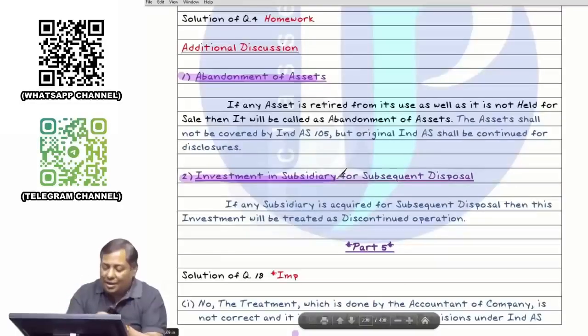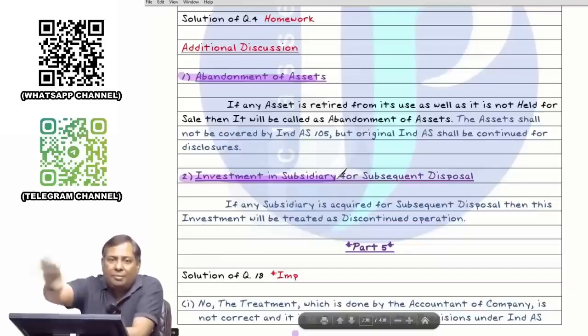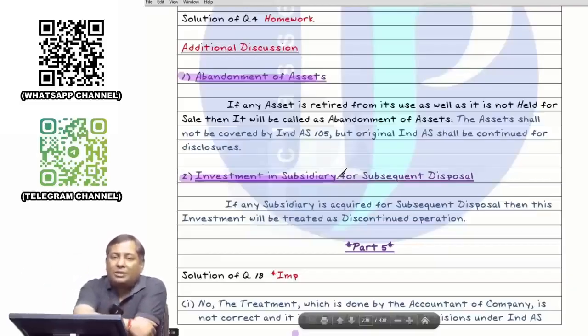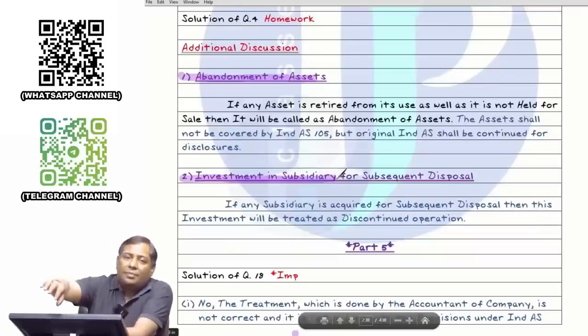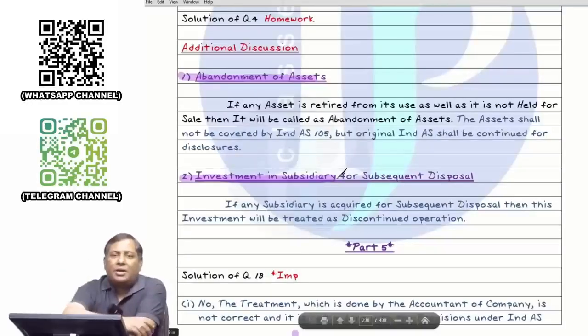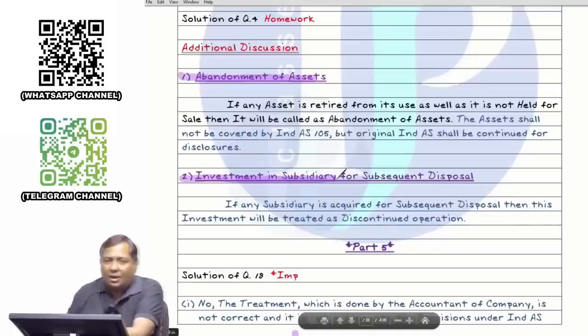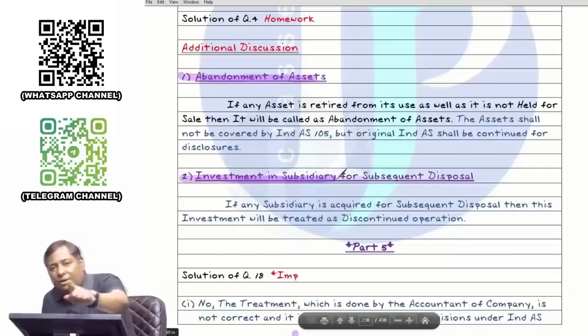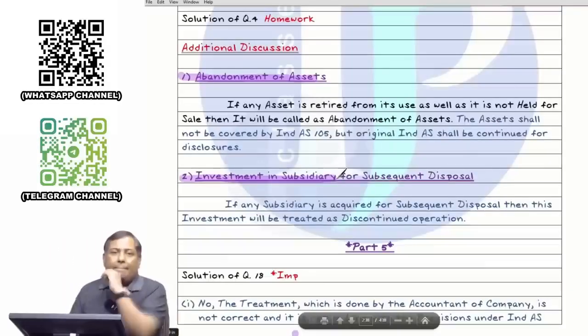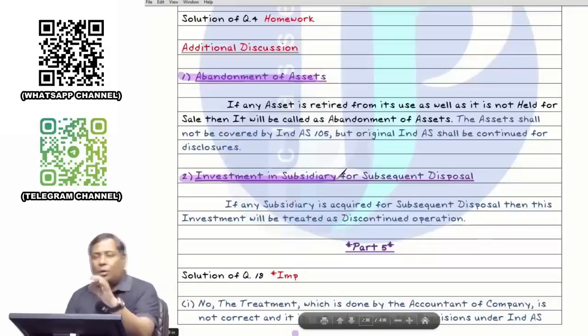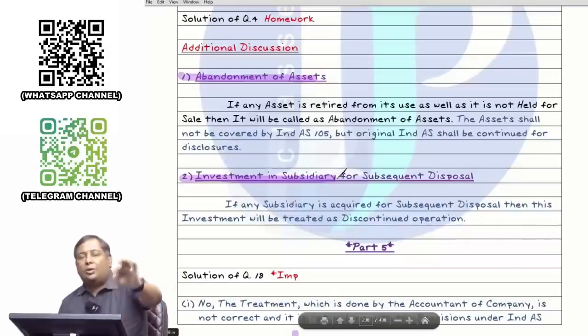I had mentioned the investment in the subsidiary. Suppose you invested in a subsidiary and your intention for the subsidiary is to sell it in the near future. If you are planning to sell any subsidiary in the near future, that is also an example of a discontinued operation. So in case you plan to sell an investment in a subsidiary, we will treat that as a discontinued operation.